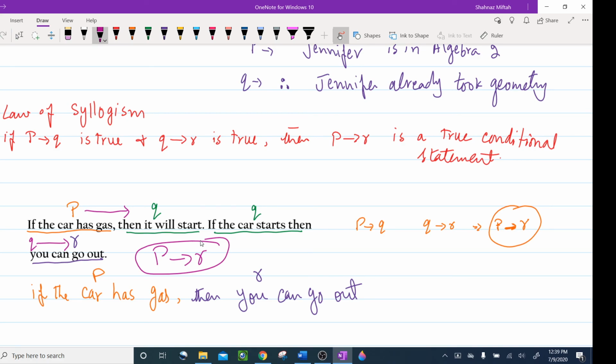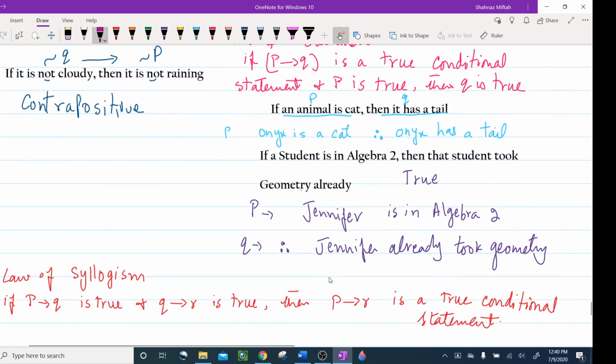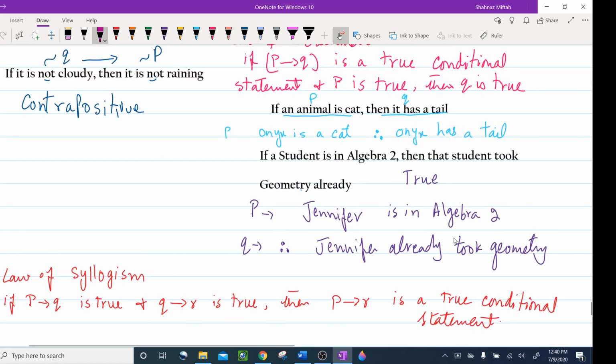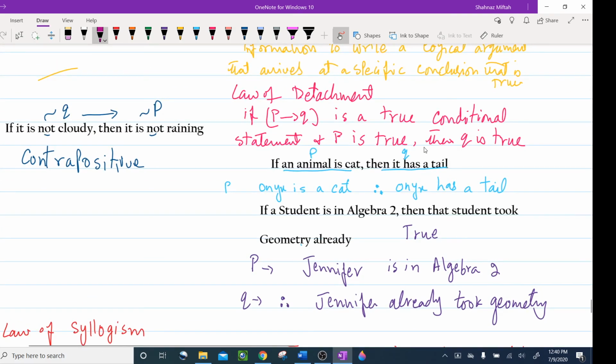You can tell both of these conditional statements are true in the top. If I write, if the car has gas, then you can go out, that is also true. So this is the law of syllogism. Just remember these notations. It would help you big time. And in the law of detachment, make sure that you understand that if P then Q is a true conditional statement, and P is true, then Q is true. If the whole conditional statement is true, then its hypothesis and its conclusion are also true.